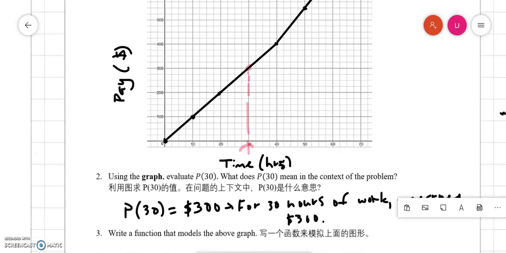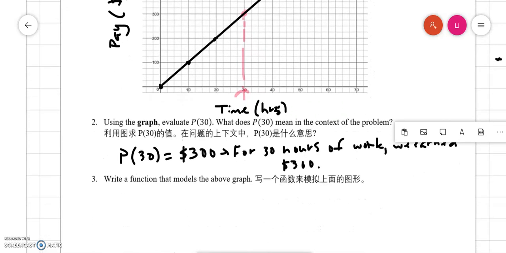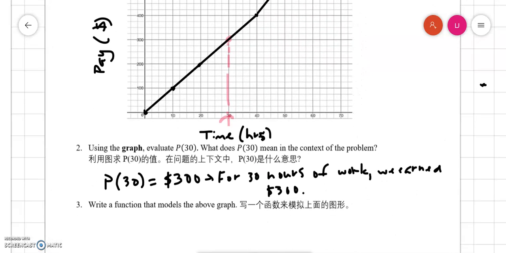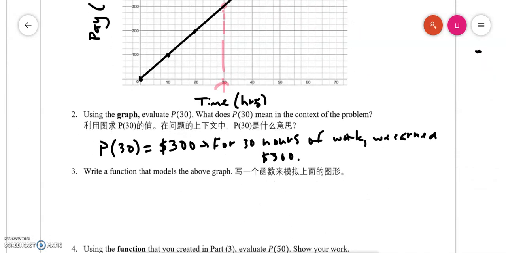All right, let's look at the next question. Write a function that models this graph. All right, so we have to write a piecewise function. And this piecewise function has two separate parts, the regular pay and the overtime pay. So we always start off our piecewise function with an f of x equals and the brackets. And we're going to have two parts for this one. So let's see our first part.